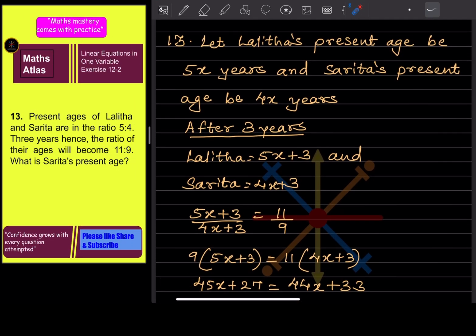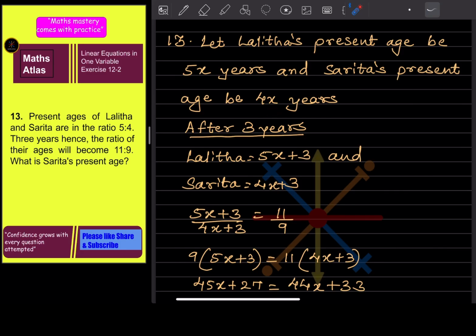So now let us go to the next question, question number 13. Look at the question on the left hand side. Present ages of Lalita and Sarita are in the ratio 5:4. 3 years hence the ratio of the ages will become 11:9. What is Sarita's present age? So we'll consider, let Lalita's present age be 5x years, since 5:4 means we can just put it as 5x, so it becomes easy for the calculation, and Sarita's present age be 4x years.